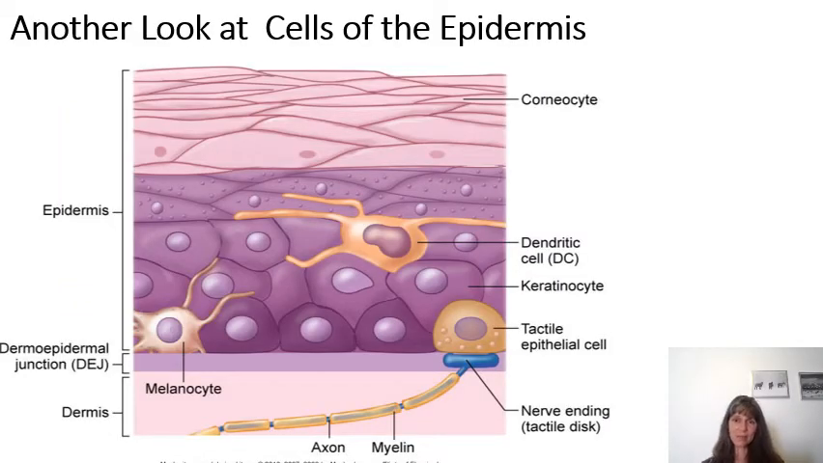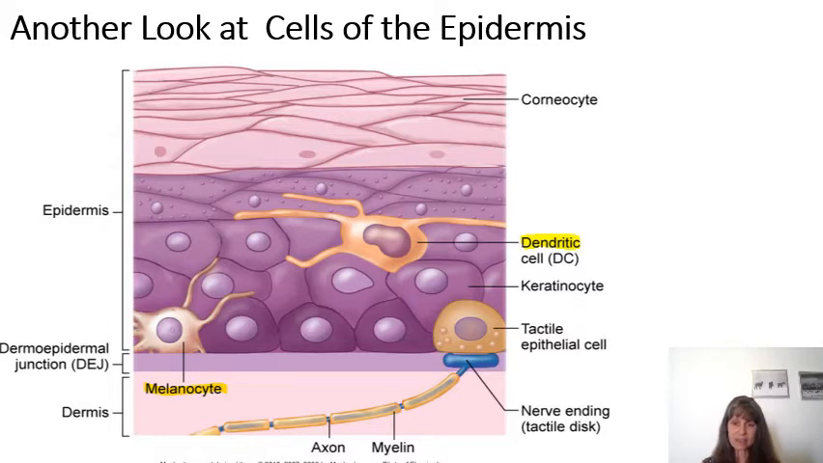This slide gives us a better idea of some of the cells that we would find in the epidermis. Melanocytes are cells that produce the protein pigment melanin, which contributes to the color tone of our skin. Dendritic cells, also called Langerhans cells, are important because they are macrophages. They will migrate through the epidermis to eat up cellular debris or to remove pathogens in the form of bacteria that could be harmful or viruses.